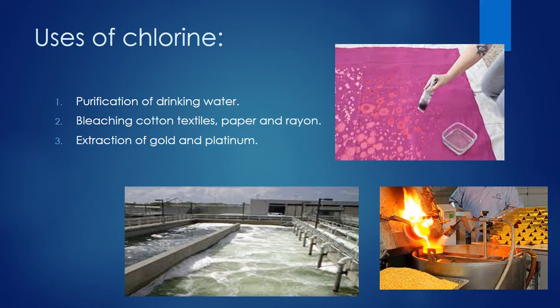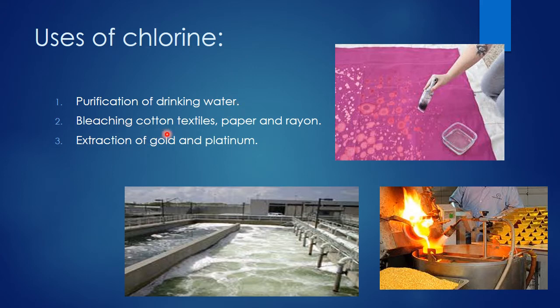Uses of chlorine. The first one, it can be used for purification of drinking water. You know, this chlorine, when it is added to the water, will kill the microorganisms, bacteria, viruses and other things which are present in the water. In particular, this chlorination is used to prevent the spread of waterborne diseases like cholera, dysentery, typhoid, everything can be prevented when we chlorinate the water. So in that way we can purify the drinking water.